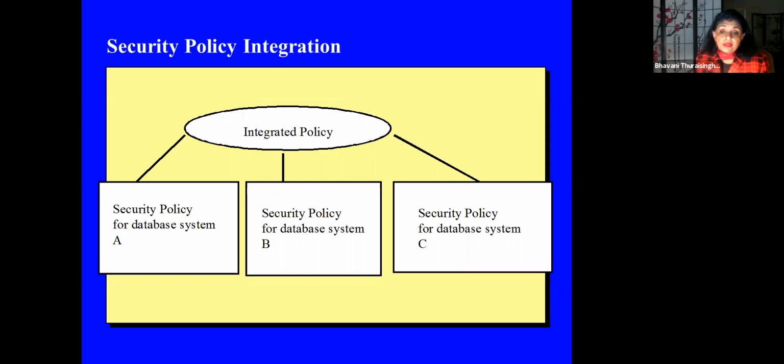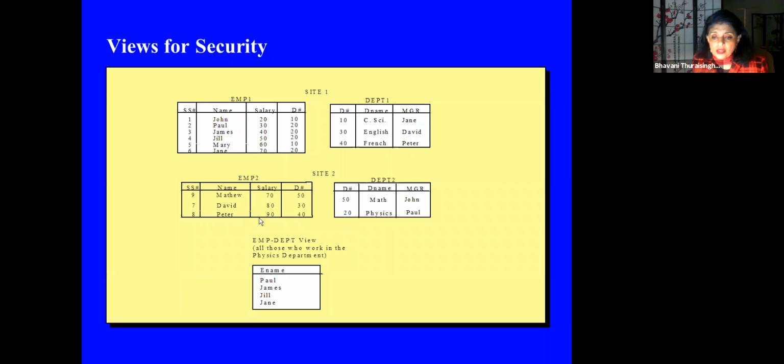And so the policy integration, remember, you have policies across all the local databases that could have their own policies as well, right? When you talk about homogeneous, then the policies are more or less the same, but sometimes you might have added restrictions depending on the state, because Los Angeles is in California, Dallas is in Texas, and New York City is in New York State, right? So you have security policy for database system A and system B and system C, and they all have to be integrated.